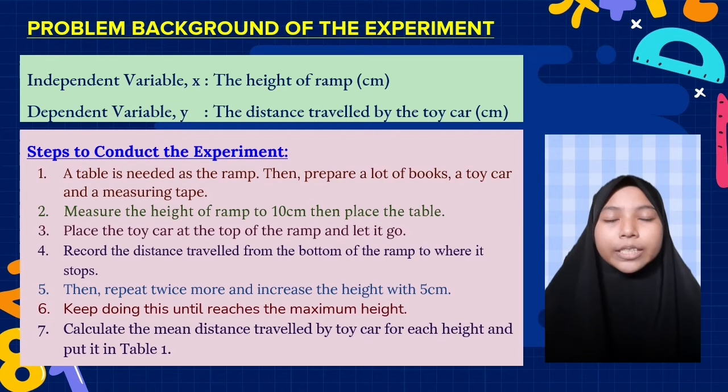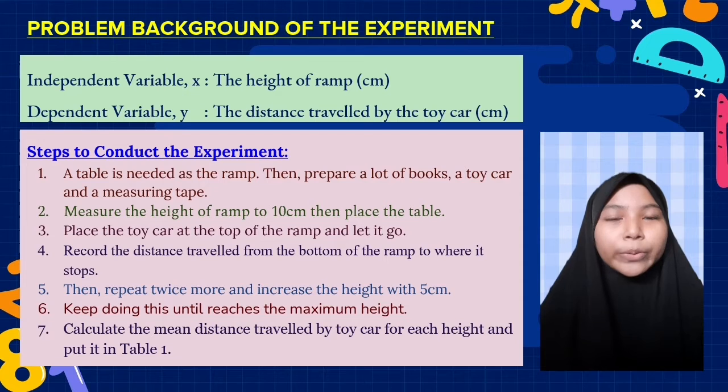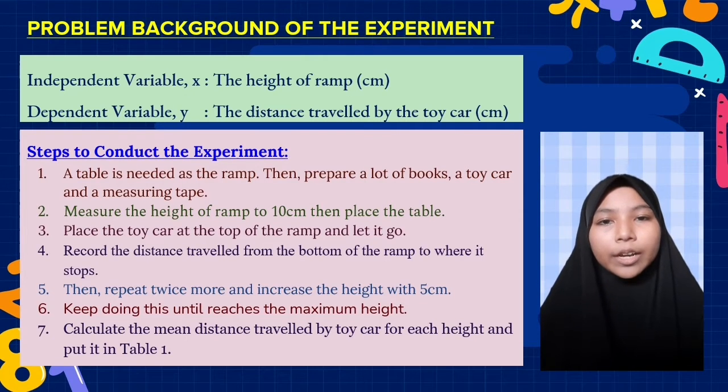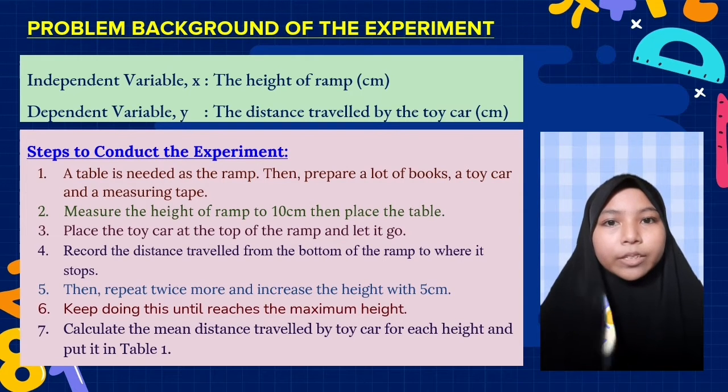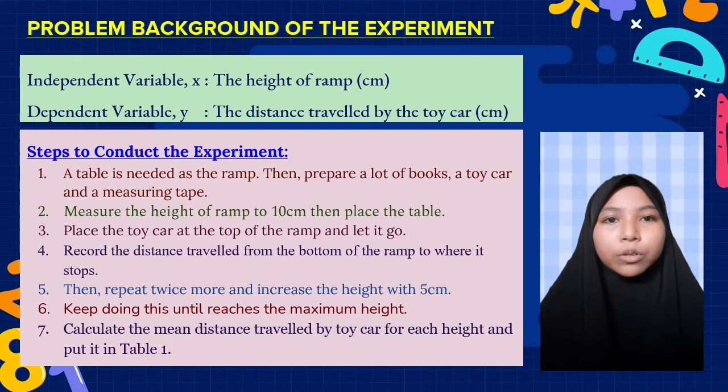I have taken the measurement of the value set on the cardboard to determine that the height of the ramp is accurate. Now I will put the table at the 10 centimeter height of the ramp because we will start the experiment with 10 centimeters and end with 55 centimeters, where the difference between the heights is 5 centimeters. Since the independent variable can be manipulated, we will start with 10, and I will put the car at the end of the ramp, and it will go down the ramp until it stops.